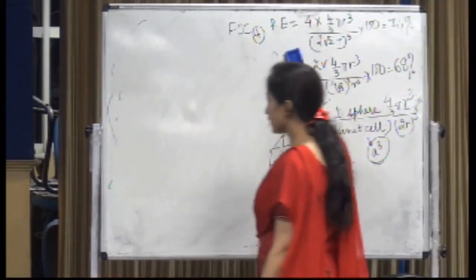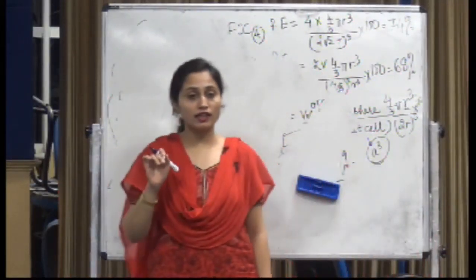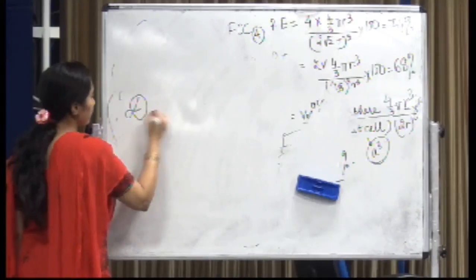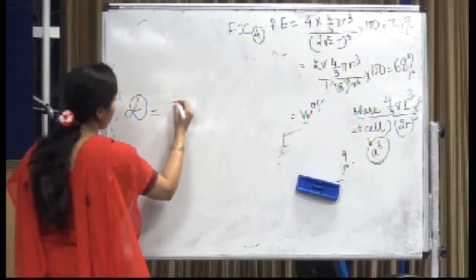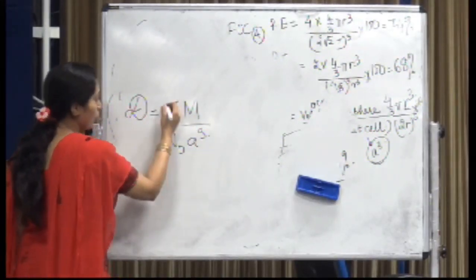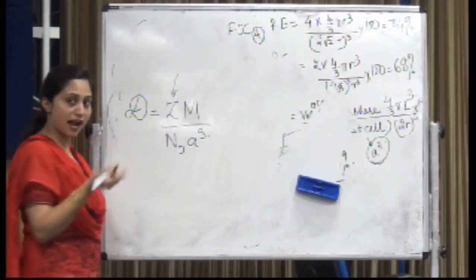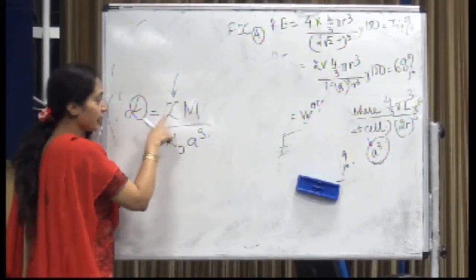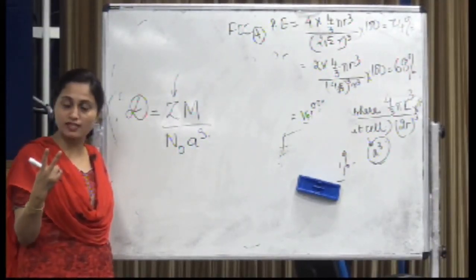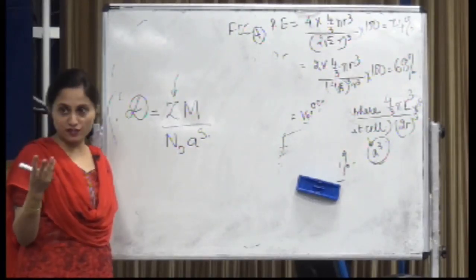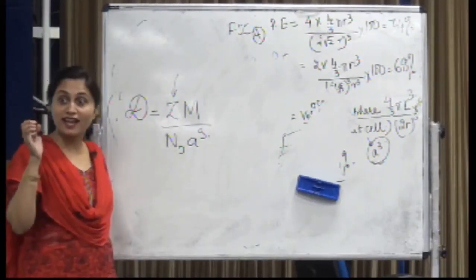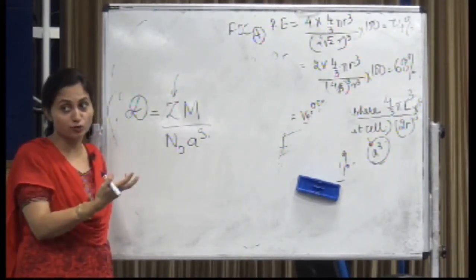Another very important thing that you should remember is that you should be able to find out the density of any crystal. The formula for the density is simple: density is equal to Z M upon N naught A cube, where Z is the number of atoms per unit cell. So Z will be 1 for a simple cubic unit cell, Z will be 2 for body centered cubic unit cell, it will be 4 for FCC, and it will be 6 for the hexagonal close packed unit cell that I had shown the other day.